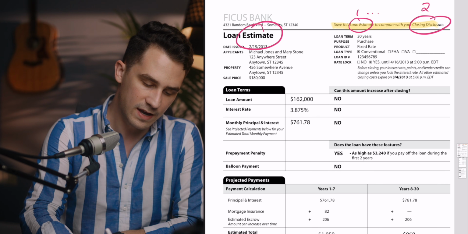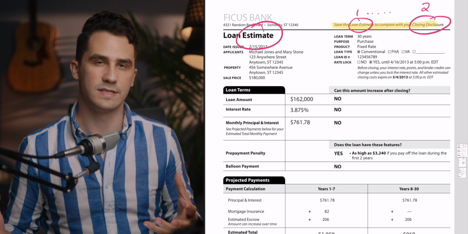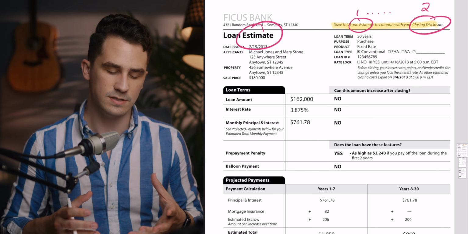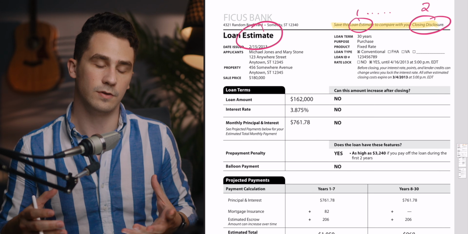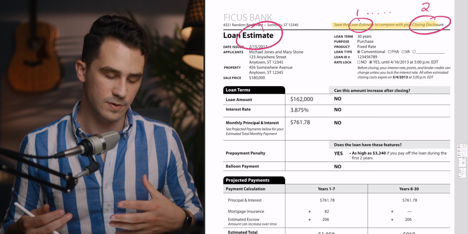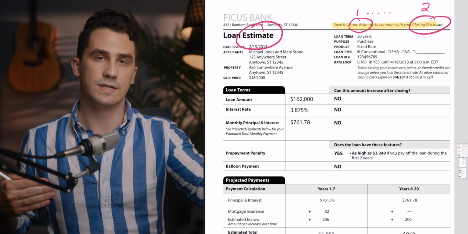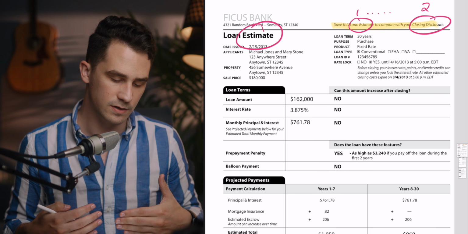Now, in between here, we might actually get multiple different loan estimates as things change. For instance, if your interest rate becomes locked instead of floating, you might get an updated loan estimate. So you could get several different loan estimates, but we're just going to talk about the initial loan estimate here.